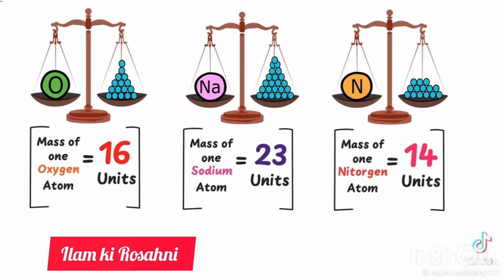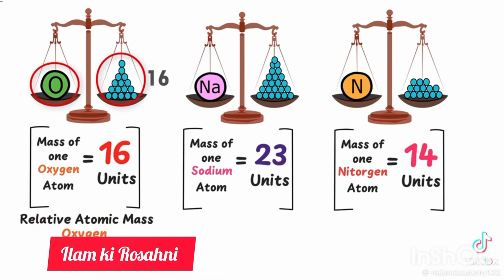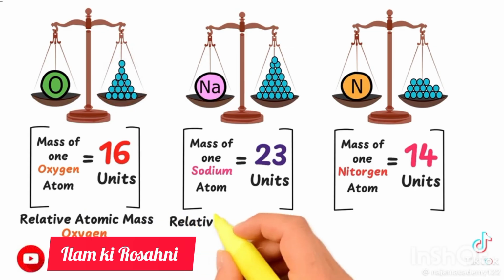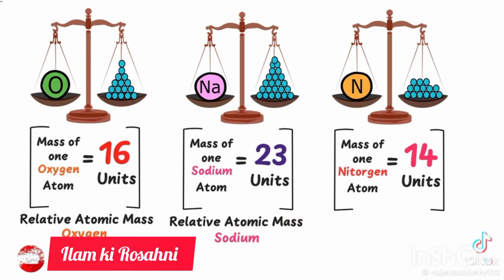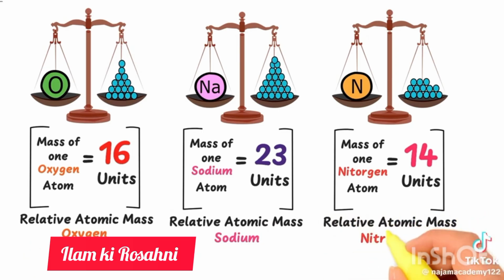Now listen carefully. We know that the mass of a single oxygen atom is equal to 16 units of carbon. We call this the relative atomic mass of oxygen because it is compared with or measured against carbon units. Similarly, the relative atomic mass of sodium atom is equal to 23 units of carbon, and relative atomic mass of nitrogen atom is equal to 14 units. Therefore, the masses of all these atoms are called relative atomic masses.